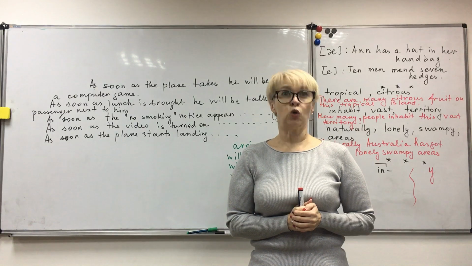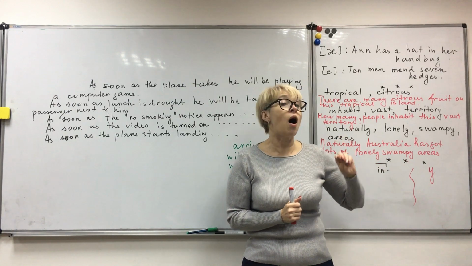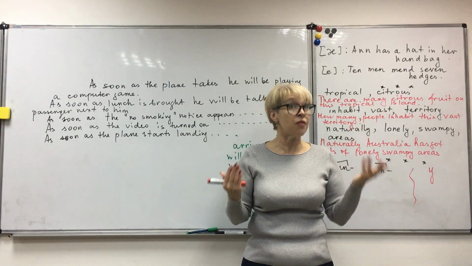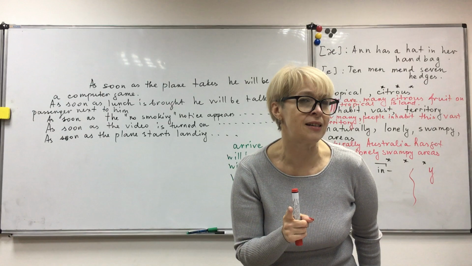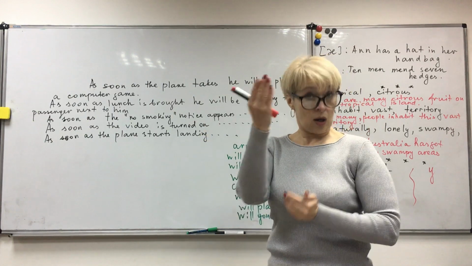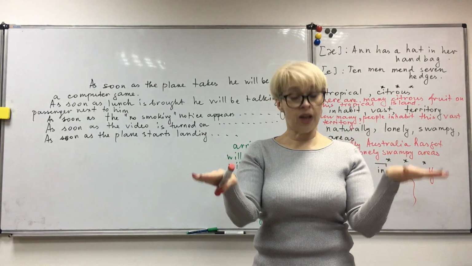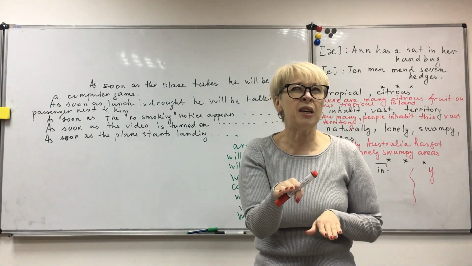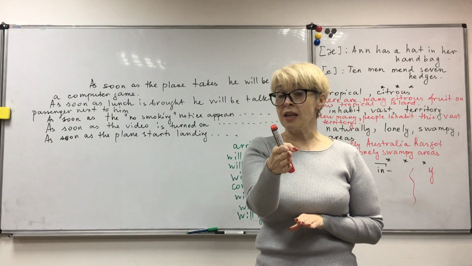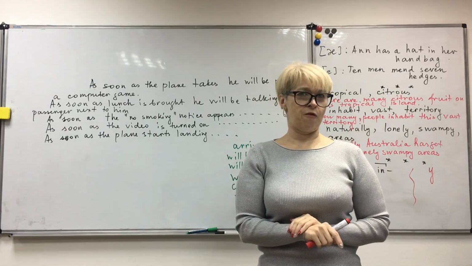Mist. Misty. Туманный. Misty. As you know, friends, this letter Y helps us to form adjectives. And adjectives describe different things. For example, what can be sandy? Sandy areas. For example, what can be cloudy? Cloudy days. What can be grassy? A grassy territory. What can be snowy? Snowy winter. What can be windy? Windy morning. I hope that your phrases will be also different.